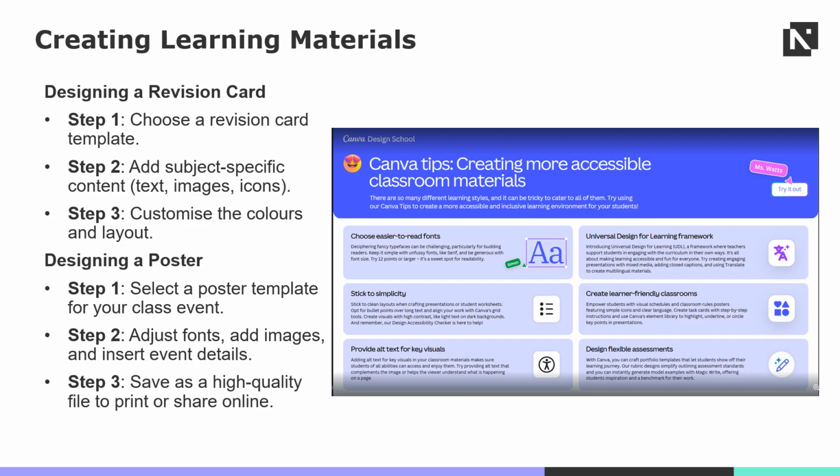With posters, you can select a poster template, for example, for an upcoming class event or enrichment opportunity. Step 2. Add your content, change the fonts, drop in images and insert all the key details your learner needs. And finally, save the poster as a high quality image or PDF. You can print it for display or share it digitally on your platform of choice. Each of these tasks can be done in minutes, making Canva an excellent tool for fast, engaging content creation.